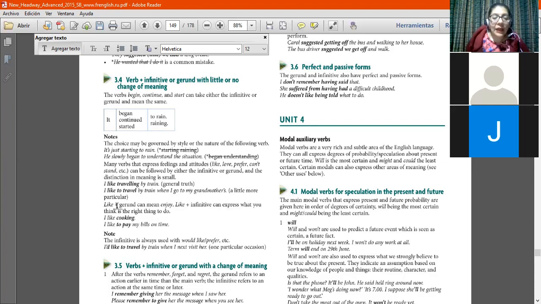Yeah. When we have like plus ing, it can mean enjoy. De agradar. Like plus infinitive can express what you think is the right thing to do, cuando piensas que es algo bueno hacer. I like cooking. Es en general. I like cooking. I like playing. I like swimming. Por eso ahí viene, I like swimming. No puedo decir I like to swimming. No. Yeah, because of this. Porque es el gusto. ¿No? We enjoy it. I like swimming. I like cooking. I like playing.